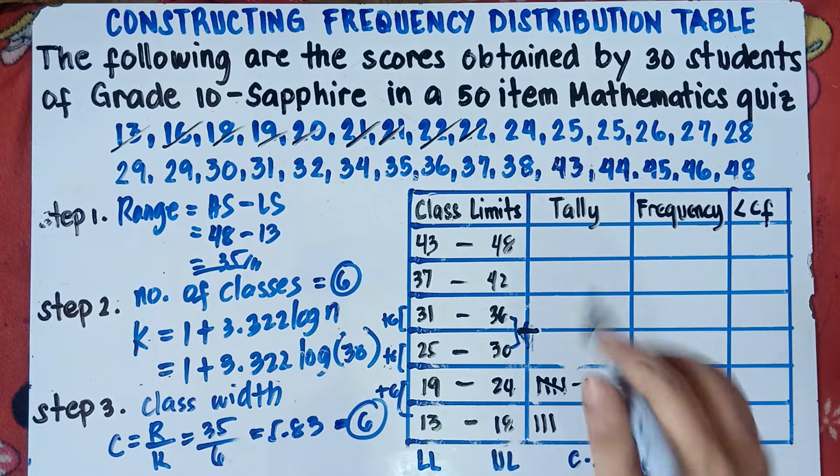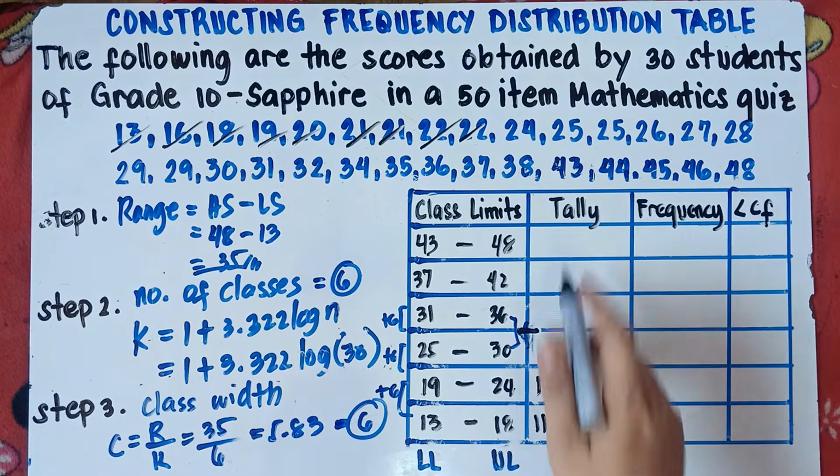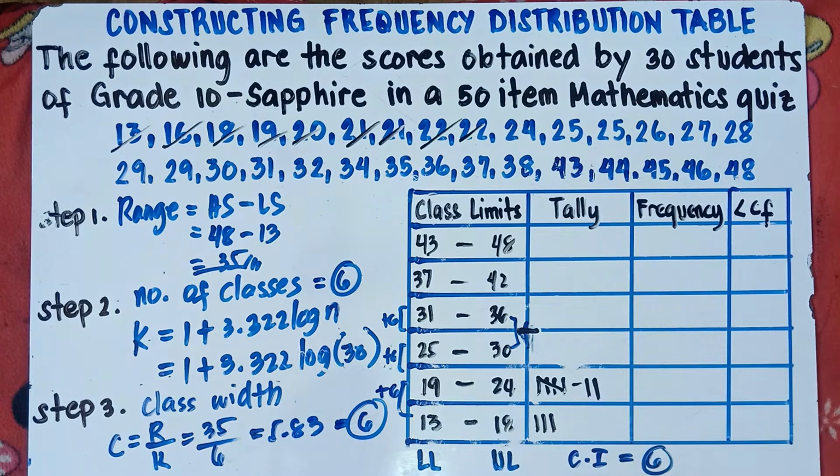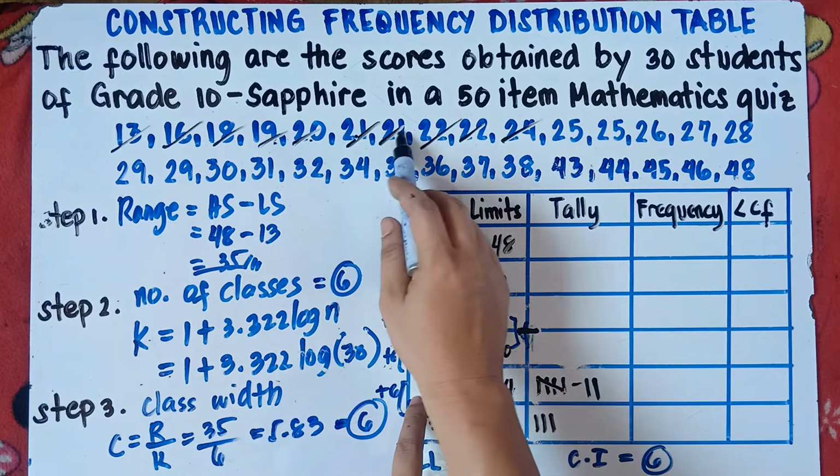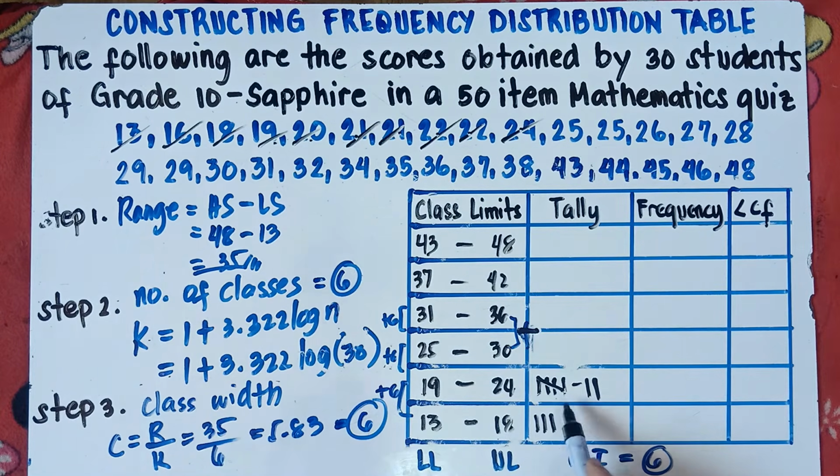I hope you got this one, class. Just do the markings for the tally. Then 124. Alright, so once again, 19 to 24. 1, 2, 3, 4, 5, 6, 7. This is 7. That's correct.